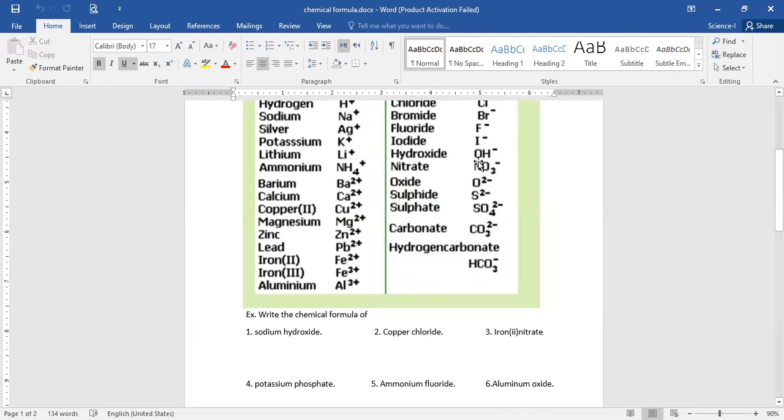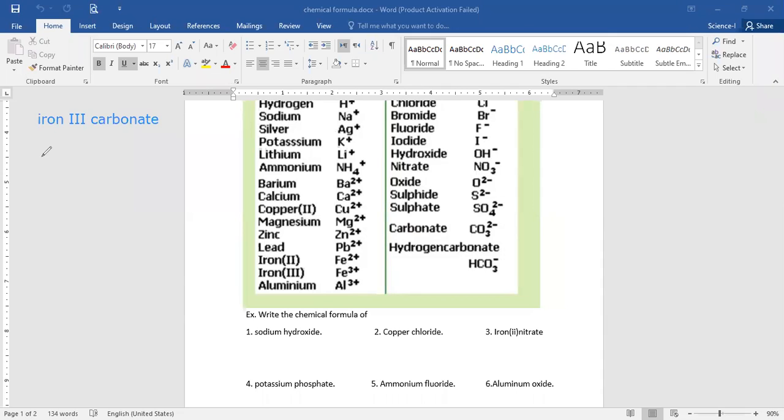First one was iron 3 carbonate. So let's remember here, guys. So who can tell me how we could write the chemical formula of iron 3 carbonate? Anyone can tell me? Okay, how do we do it?